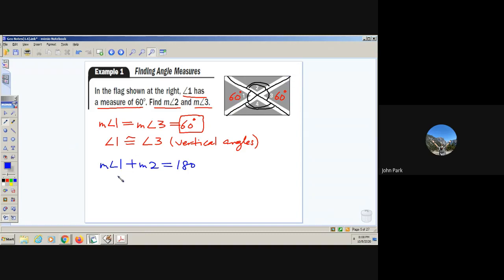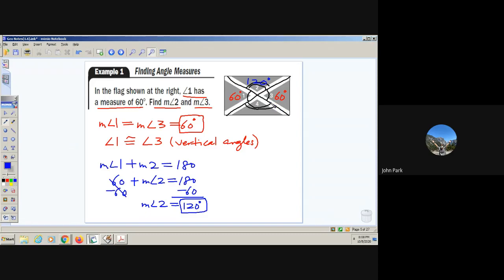The measure of angle 1 is 60 degrees, and the measure of angle 2 is what we're trying to find. So we subtract 60 on both sides to cancel that out. That gives us the measure of angle 2 as 120 degrees. So 120 degrees plus 60 degrees together form 180 degrees, which is a straight line.